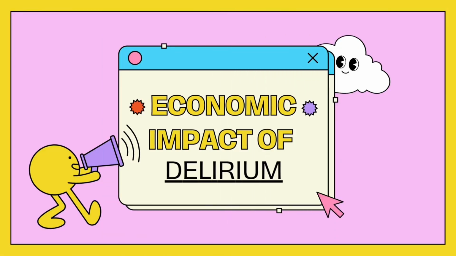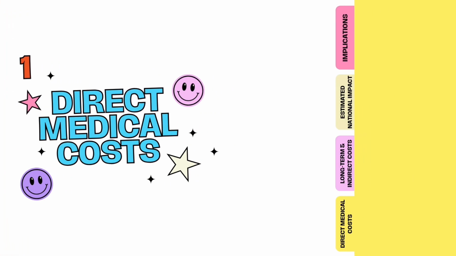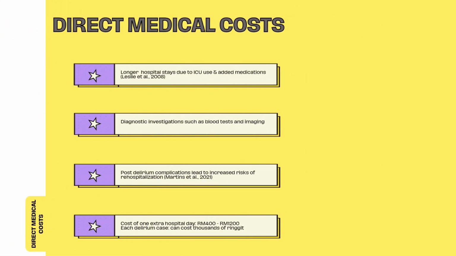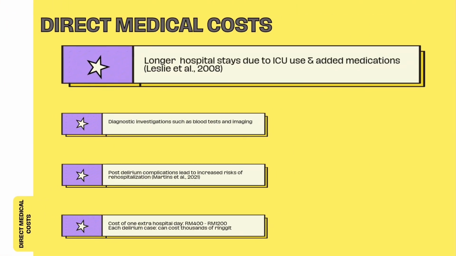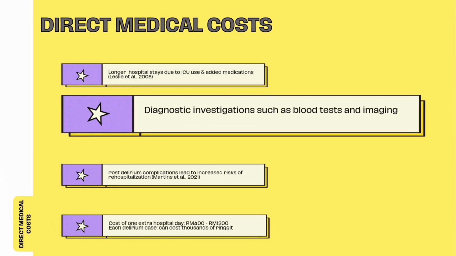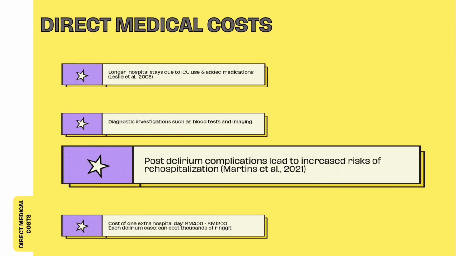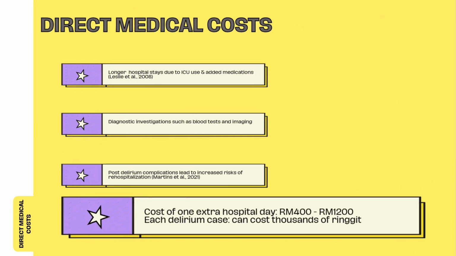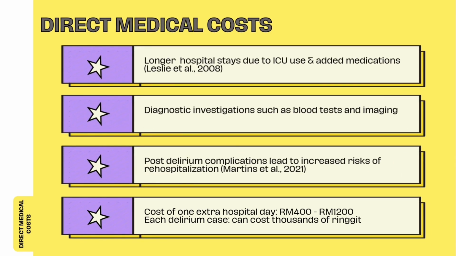Economic impact of delirium. Direct medical costs. Delirium causes longer hospital stays due to ICU use, added medications, and extra diagnostic tests. After discharge, many patients suffer from complications, like memory loss and reduced function, leading to more hospital visits. In Malaysia, just one extra hospital day costs RM 400 to 1,200 Malaysian ringgit. Each case of delirium may cost thousands of ringgit.